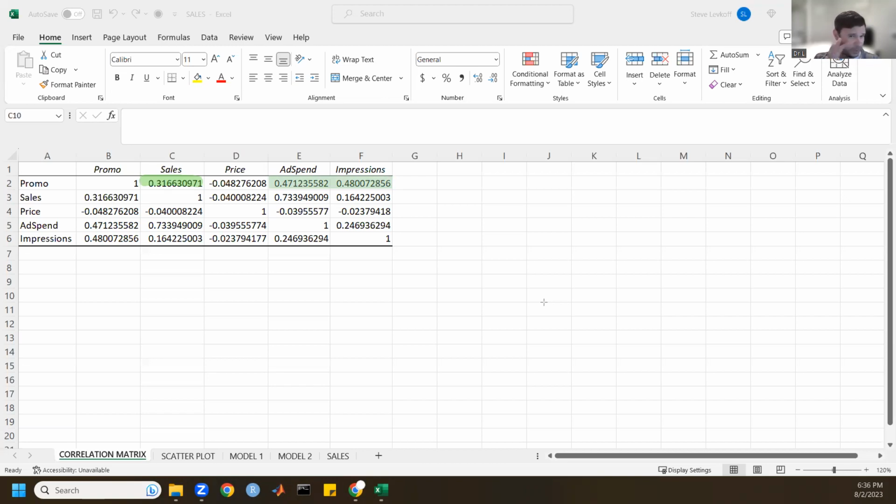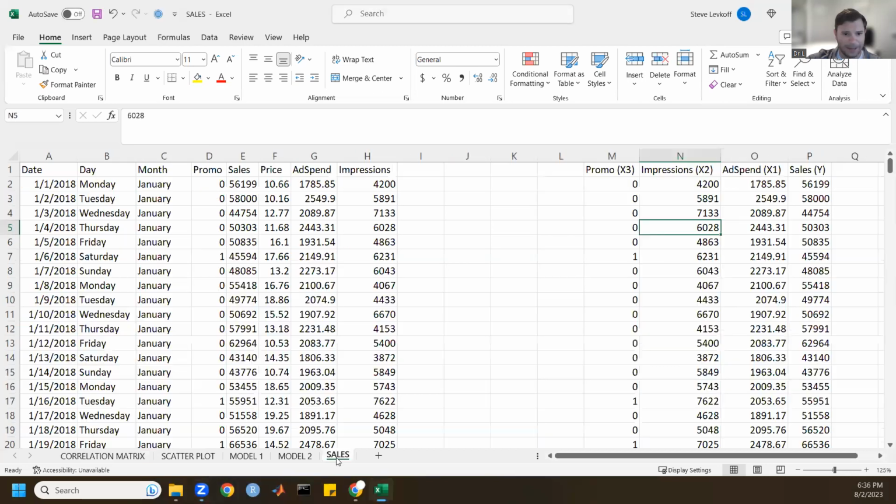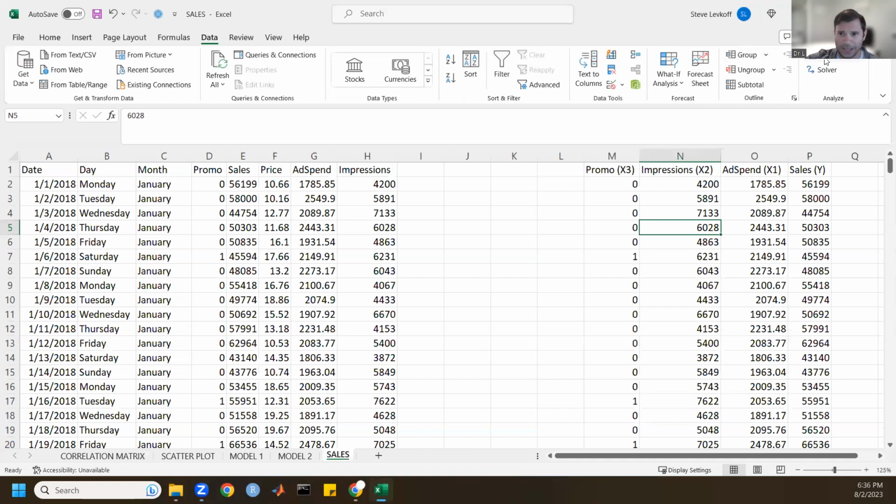Okay, so we're going to see that if we control for ad spend and impressions, it may take a lot of the oomph away from the effect promotion actually has on sales. Okay, but let's go ahead and again invoke our regression toolkit using the data analysis toolkit.